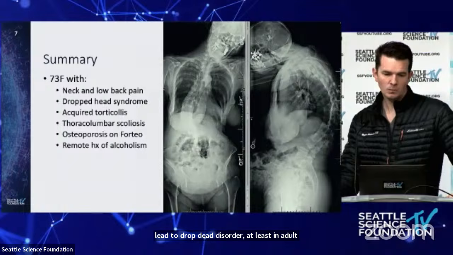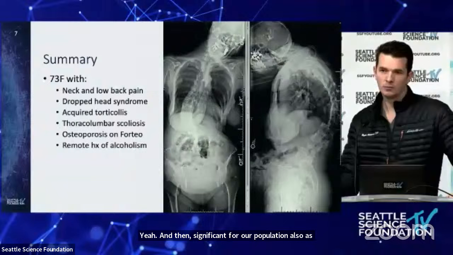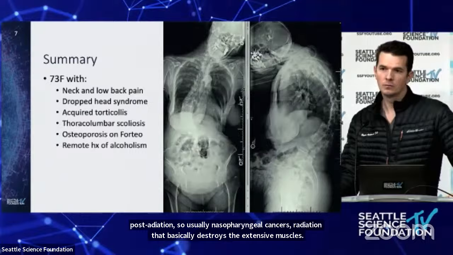Yeah, and then significant for our population also is post radiation, usually for nasopharyngeal cancers. Radiation basically destroys the extensor muscles. Severe depression is another factor. So depressed patients, and then significant substance abuse beyond alcohol, where they are passed out for longer periods of time with the head forward.